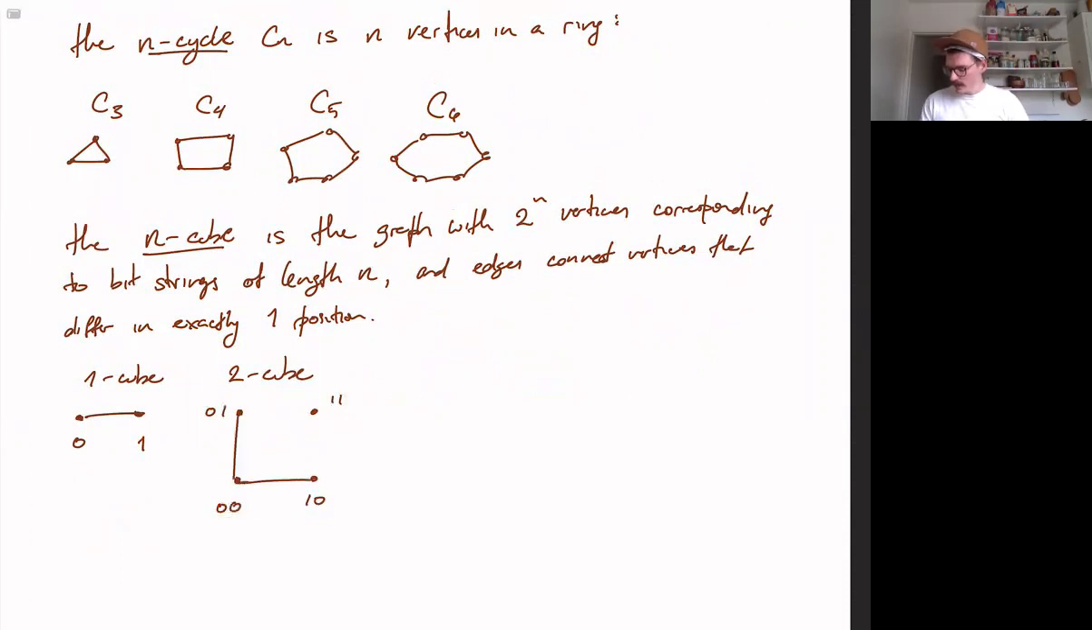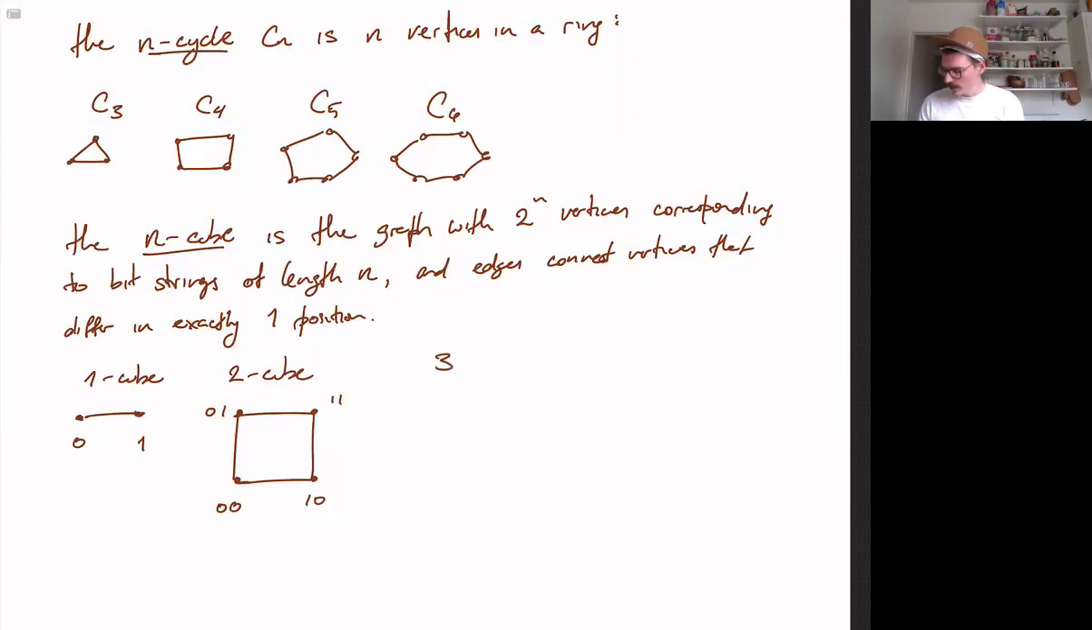These 2 differ in the second bit. Again, these 2 differ in the second bit, and these 2 differ in the first bit. But these 2, for example, have both bits different, so we don't draw that edge, and same with the other diagonal. So this is the full 2-cube, which happens to be the 4-cycle.